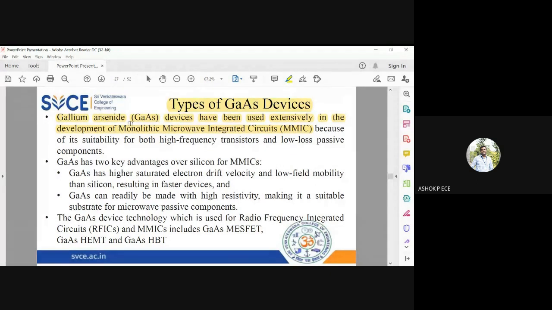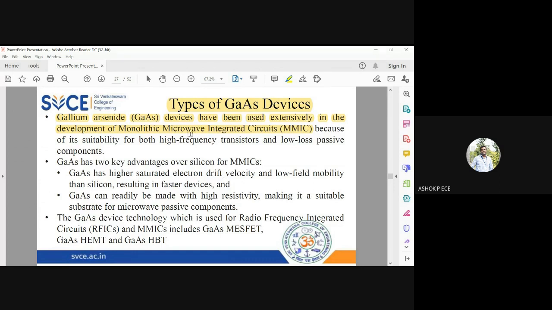Monolithic means it is made of a single substrate. As you know, all the gallium arsenide devices can be made on a single big wafer, correct? So monolithic means it is made of a single substrate, and it is predominantly used for manufacturing microwave integrated circuits, for manufacturing integrated circuits which are used in the microwave frequency region.